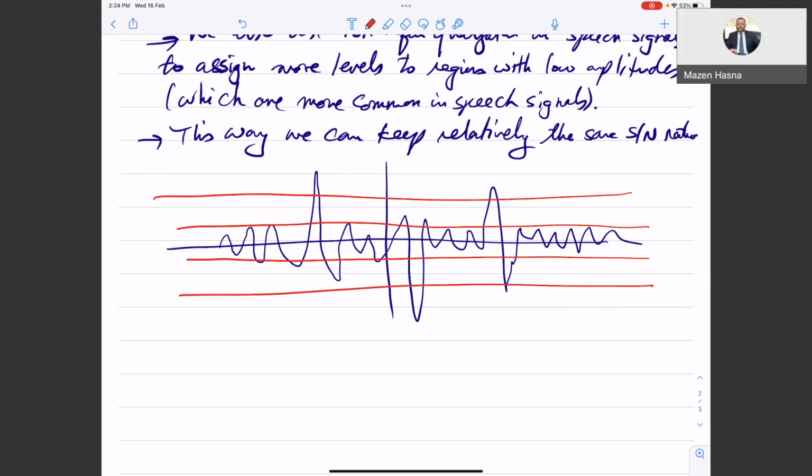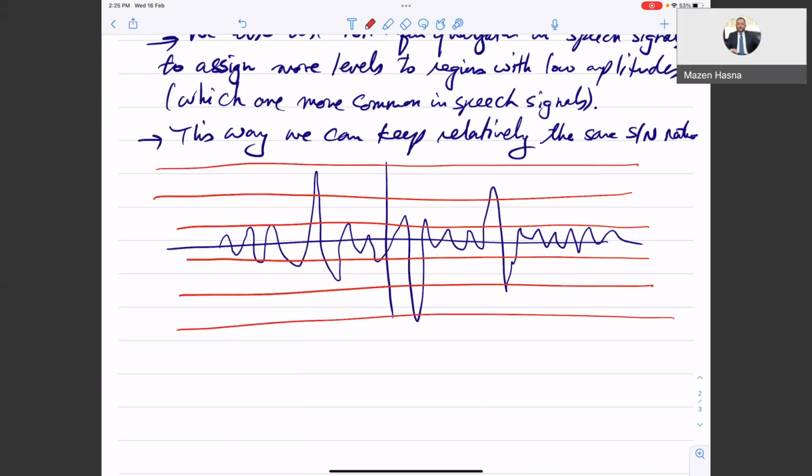As you can see, most of the signal will be quantized to this level or this level. I can also have more levels, but rarely will the signal be at those levels. So the best way to do this is to have more levels in this region. I know my drawing is not the best. So smaller deltas here, larger delta here.